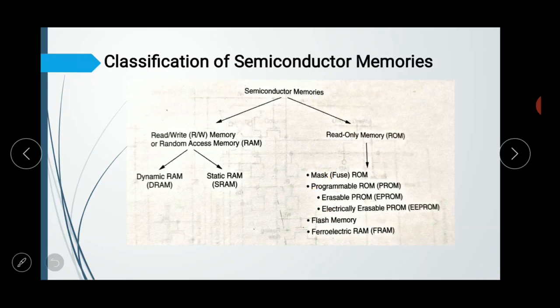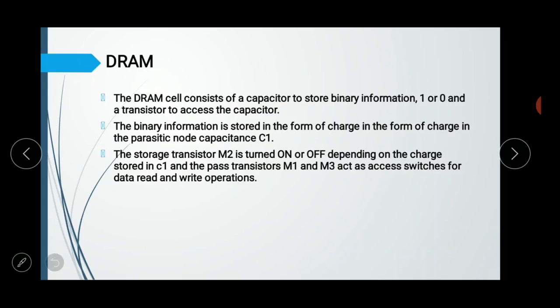Next one is the flash memory. Flash memory is similar to EEPROM. And last one is the ferroelectric RAM. Ferroelectric RAM utilizes the hysteresis characteristics of ferroelectric capacitor to overcome the slow write of other EEPROMs. So this is all about classification. Next, in this class, we mainly discuss about the DRAM.